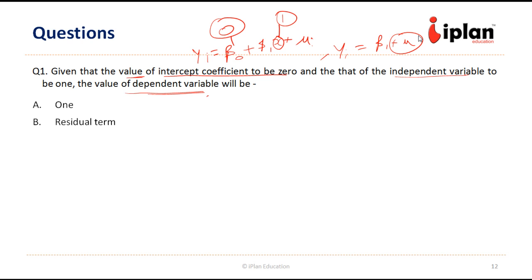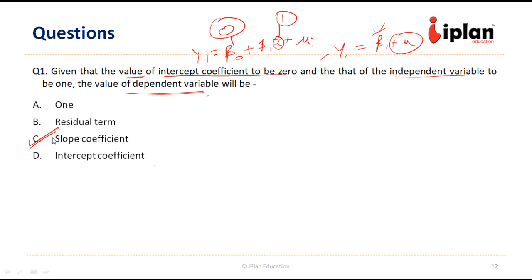So it is not 1. It is not the residual term or the random term. It is the slope coefficient. So C is the right answer. It is not the intercept coefficient because that is already given to be 0. So the answer should be beta 1. Or we can also write slope coefficient plus residual term if any. But given these choices, C is the most appropriate answer.